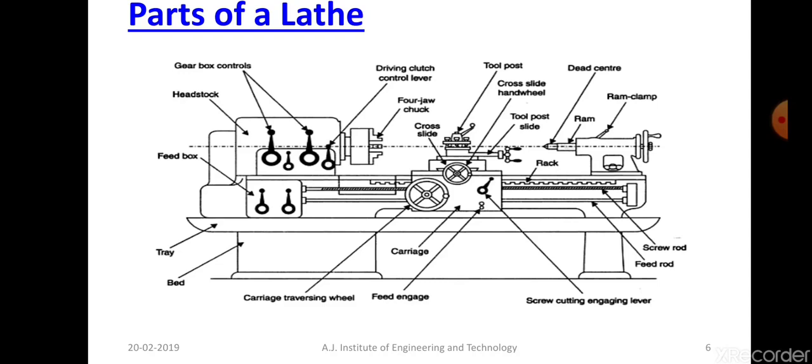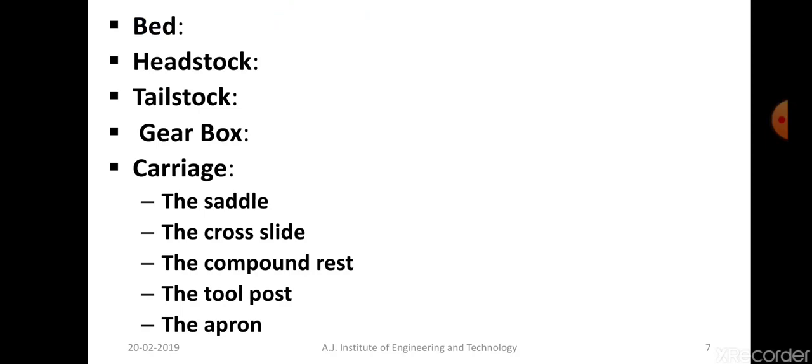Okay, so we'll just go through the different parts of the lathe. We have the lathe bed. We have the headstock, tailstock, gearbox and carriage assembly. In the carriage assembly, we have subparts like the saddle, the cross slide, compound rest, tool post and the apron.